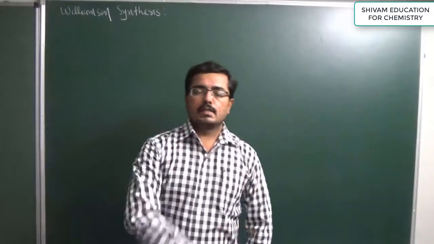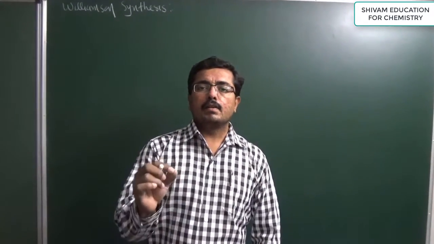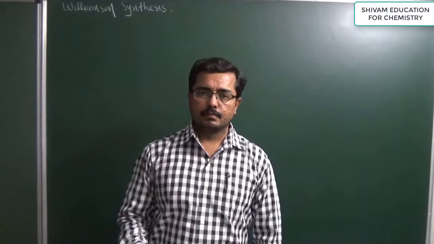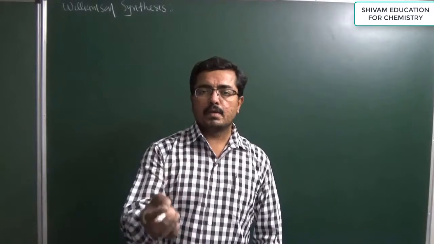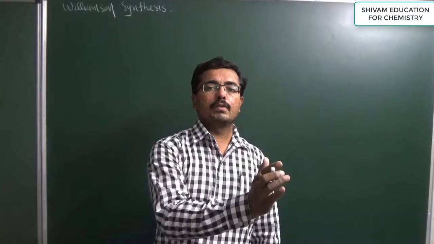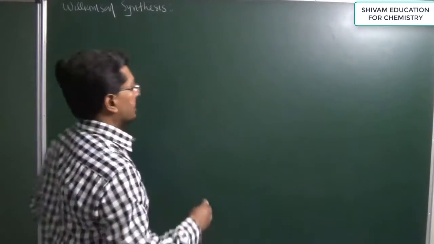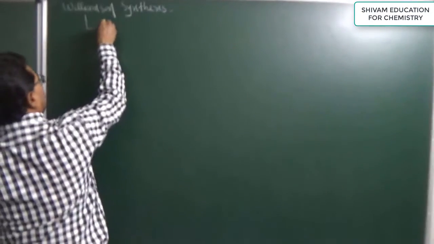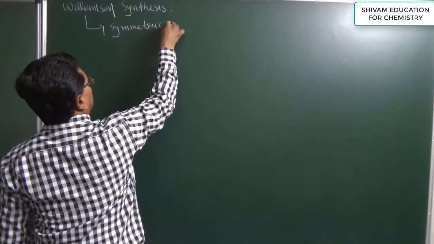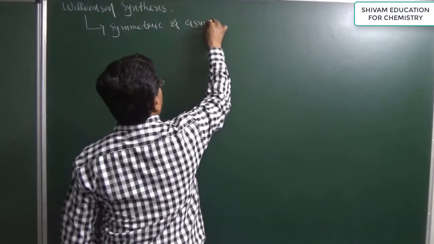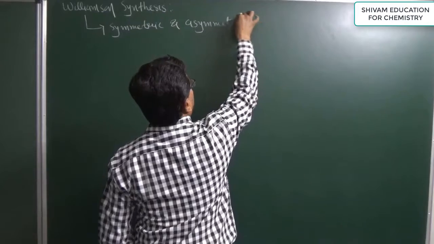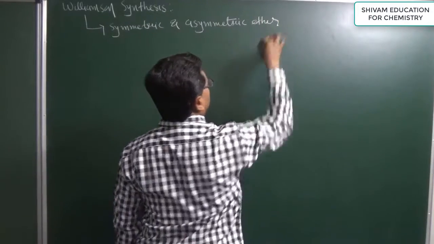Now, the Williamson synthesis method. Alexander Williamson was a professor at University College London. He discovered this method, which is known as the Williamson synthesis for the manufacturing of ether. By using this method, one can prepare symmetric as well as asymmetric ether.